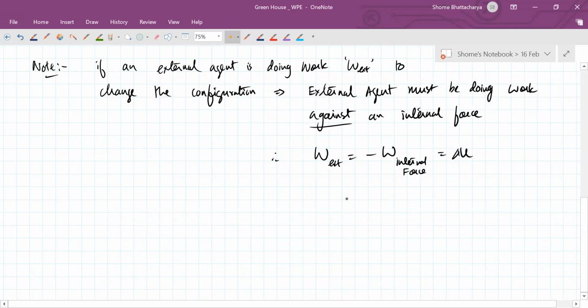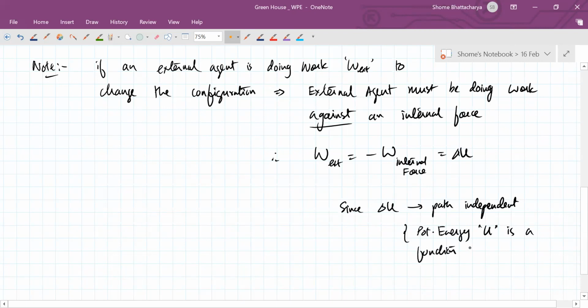Now you can see that since delta U is path independent, because potential energy U is a function or is dependent on the state of the system only, so it's a state function, it's independent of path. Therefore, this work done by the internal force must be path independent.